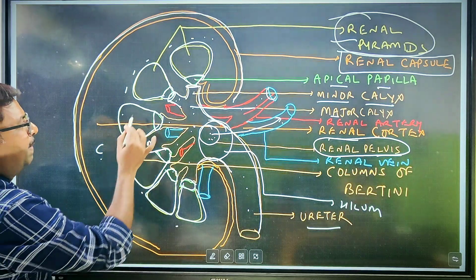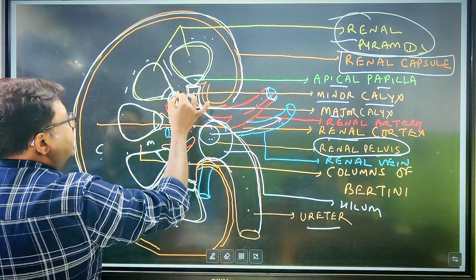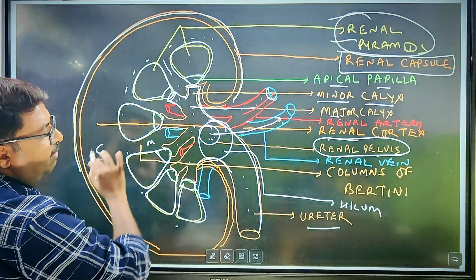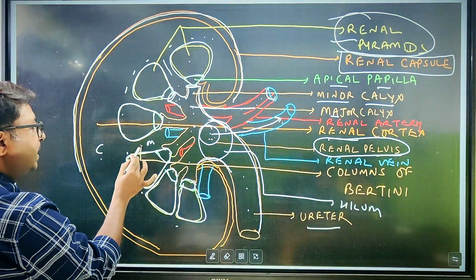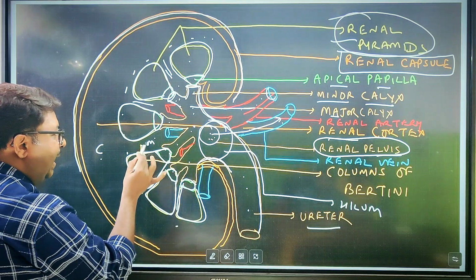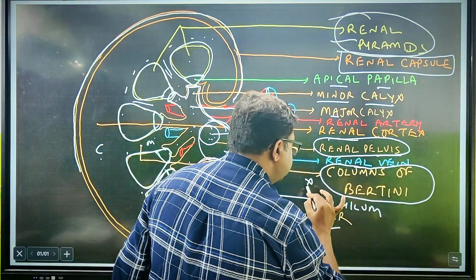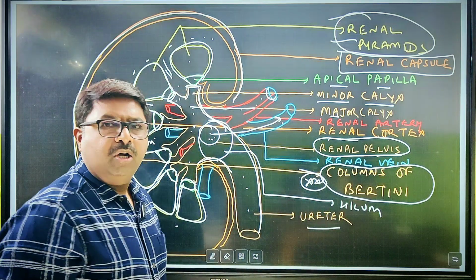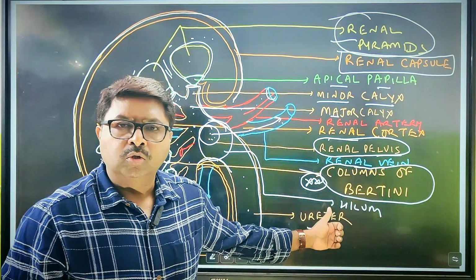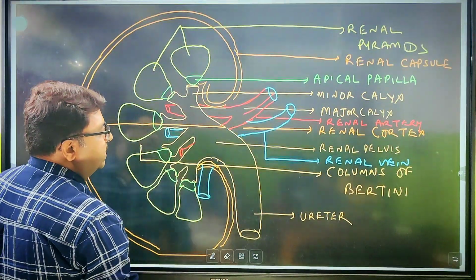And you see between two renal pyramids, you can see some gap. And this gap makes some column. And we call this column, this column, this column, as columns of Bertini. Columns of Bertini, star mark for NEET examination. So this is the basic structure of the kidney.